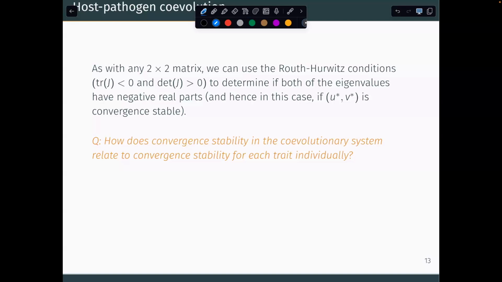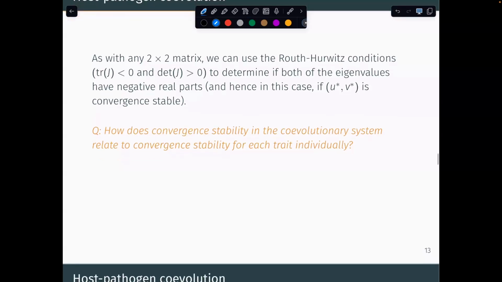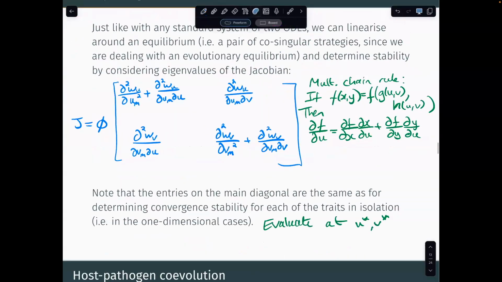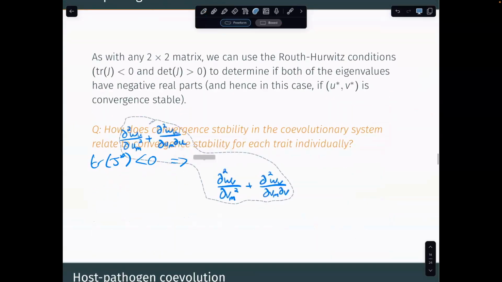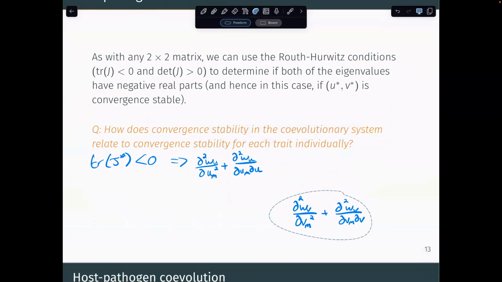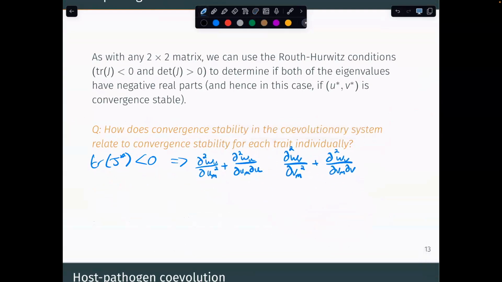Okay. So let's think about what happens to the trace here. The trace of this Jacobian being less than 0, what does that imply? Well, what are the elements on the main diagonal? This element here and this element here. So we add these two things together to get the trace. We evaluate them at U star, V star. And this has to be negative.